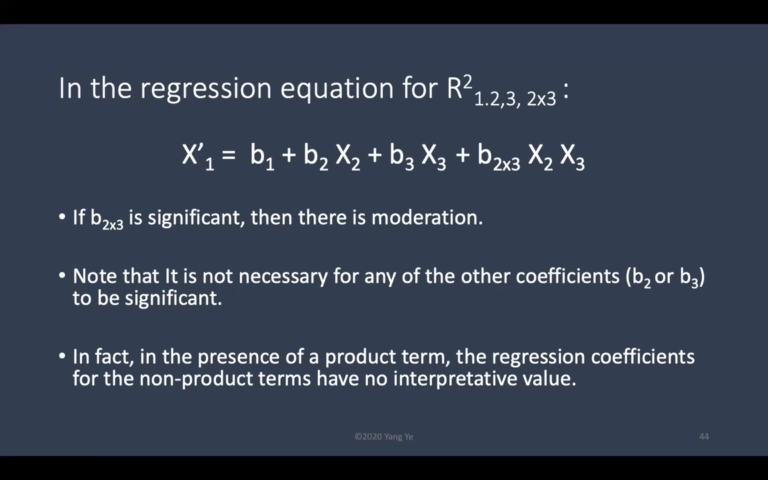So if the b23, the coefficient for x2 times x3, is significant, then there's a significant moderating effect, and we can say there's moderation. Again, this is a test of b23 against 0.